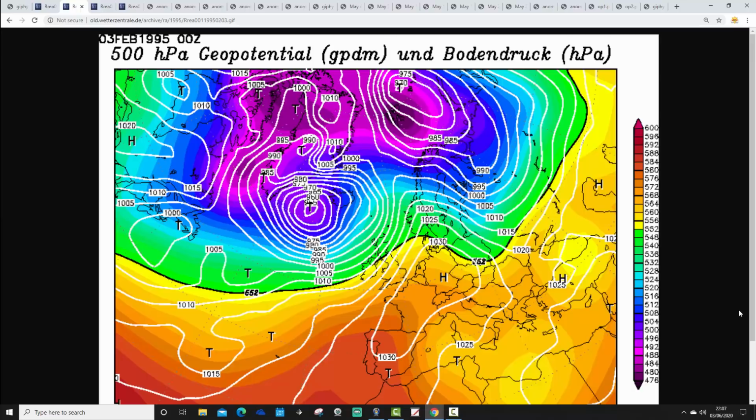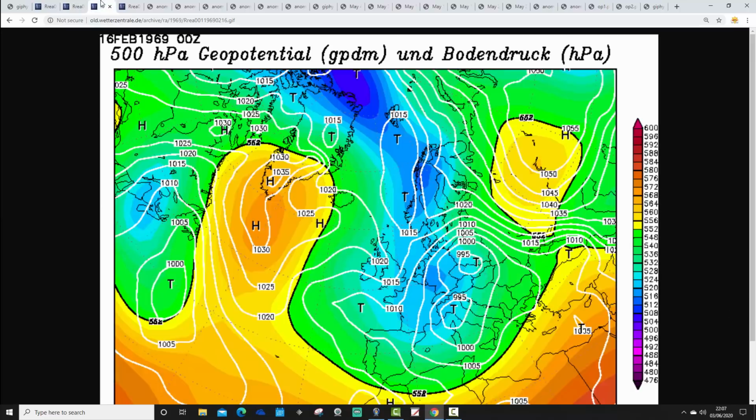Now the flip on that is when we've got a negative NAO, and see the difference. This is from the 16th of February 1969. Where we once had all of that low pressure up towards Greenland and Iceland, now we replace it with high pressure sitting around Greenland and also over towards Iceland as well.